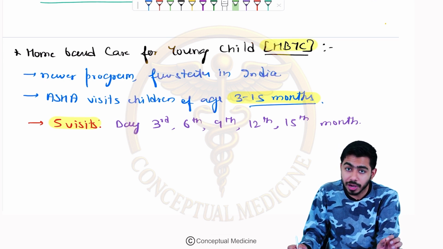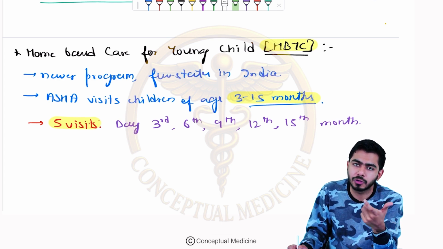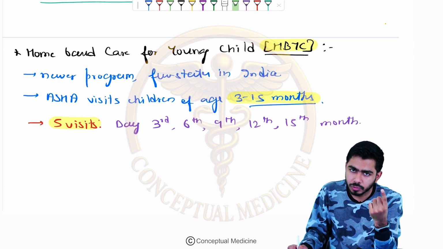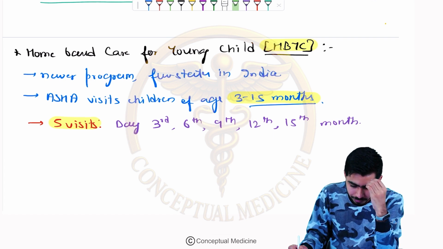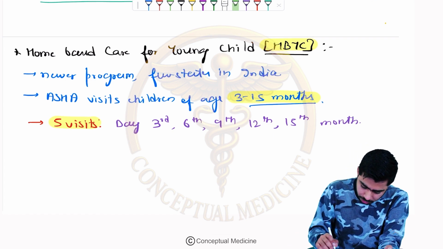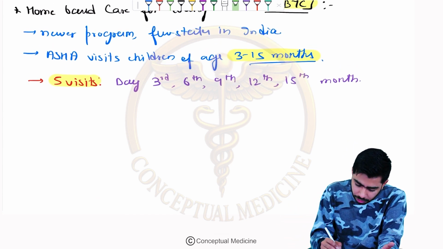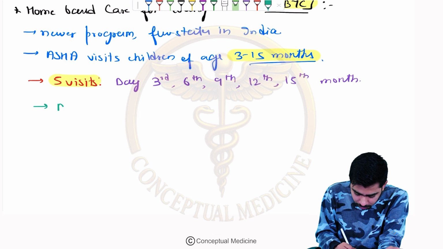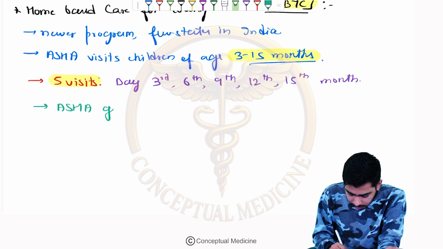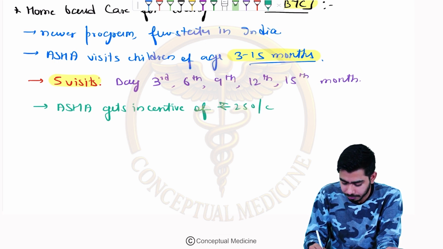Now again, the ASHA worker was getting the incentive at day 45 if the child is alive till 42 days, right? Remember home-based care for newborn child. Here also she will be getting the incentive if she gives the visits over here, and if the child completes the 15 months period. Now here the ASHA worker will again be getting the incentive, and this time how much will be the incentive? Will it be increasing or decreasing? ASHA gets an incentive of rupees, same guys, that is 250 per child.